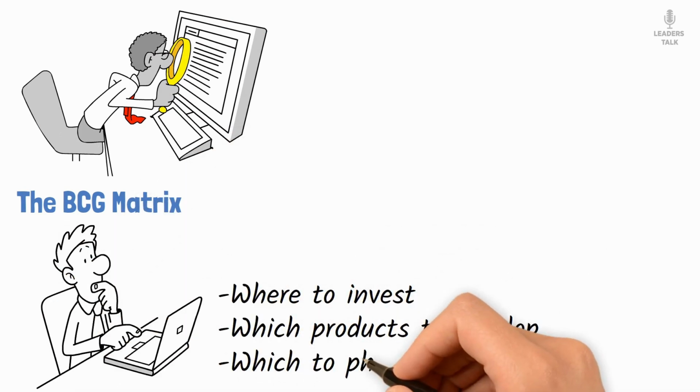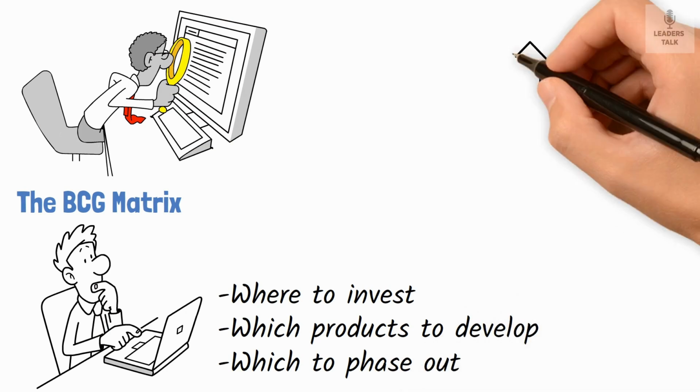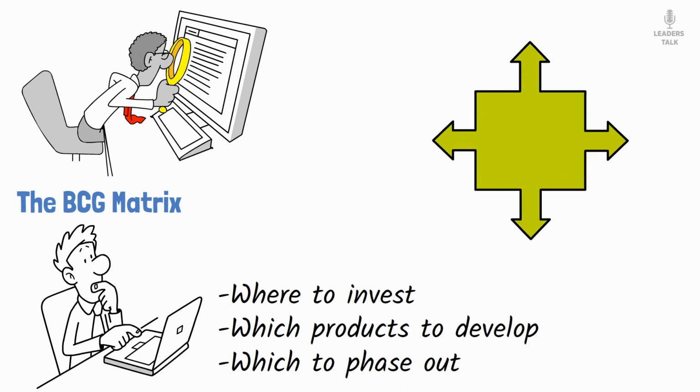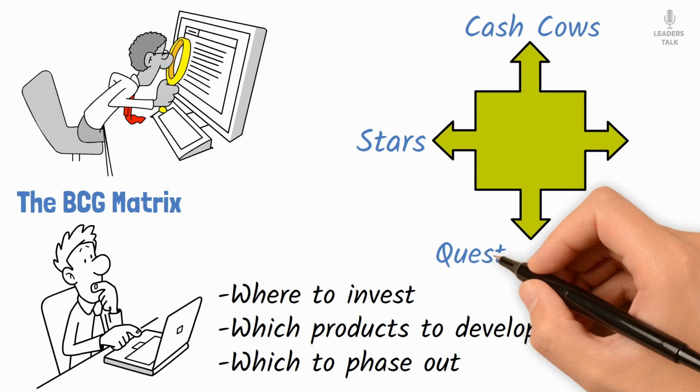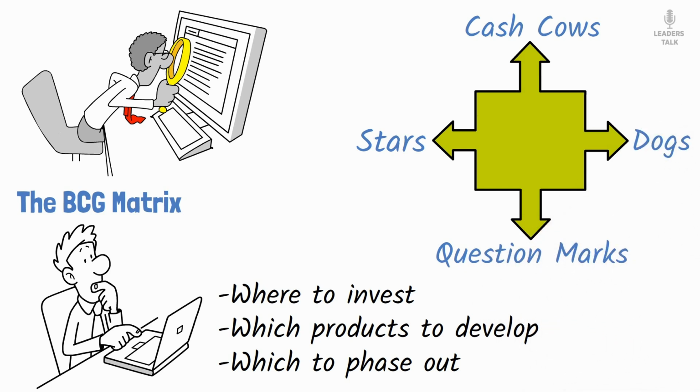By analyzing these 2 dimensions, the BCG Matrix helps companies determine where to invest, which products to develop, and which to phase out. The 4 categories or quadrants of the BCG Matrix are stars, cash cows, question marks, and dogs, each representing a different type of product or business unit.